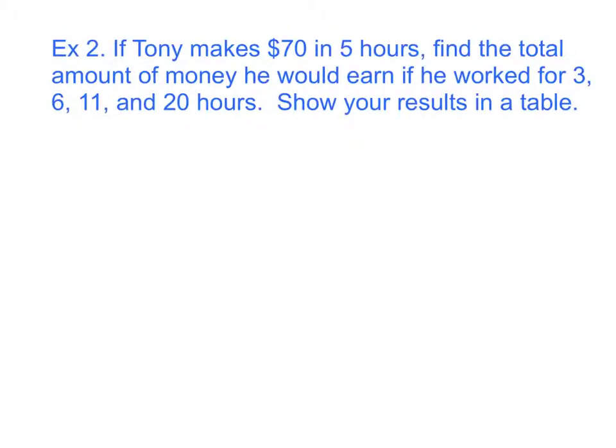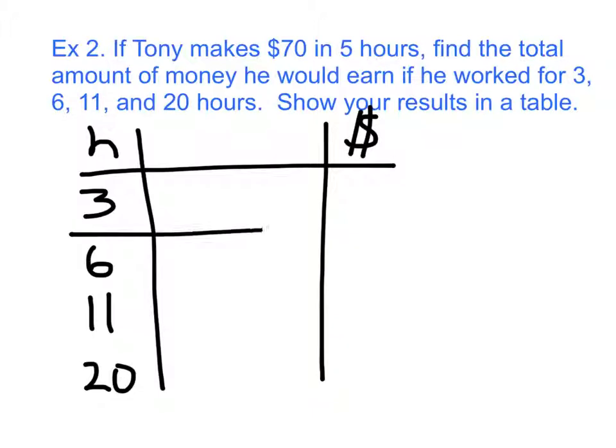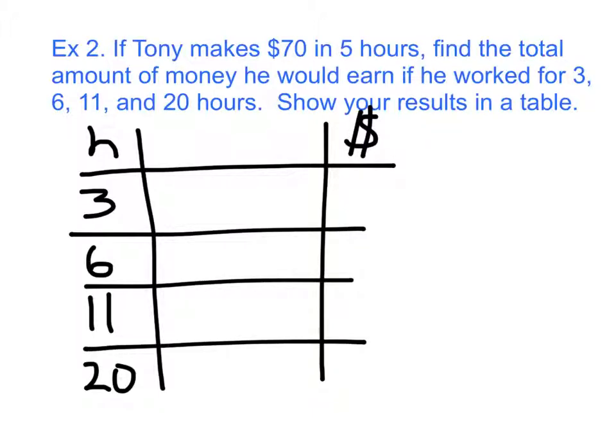Here's Tony, our good friend Tony. If Tony makes $70 in 5 hours, find the total amount of money he would earn if he worked for 3, 6, 11, and 20 hours. Show your results in a table. Okay, so we're going to have hours and money in this table that we're setting up. And we know we need to show 3, 6, 11, and 20. So I'm going to set up this table.